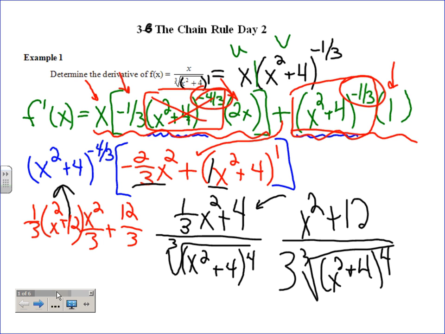All right. So now for the chain rule that we're most concerned with today. And that is trigonometry.